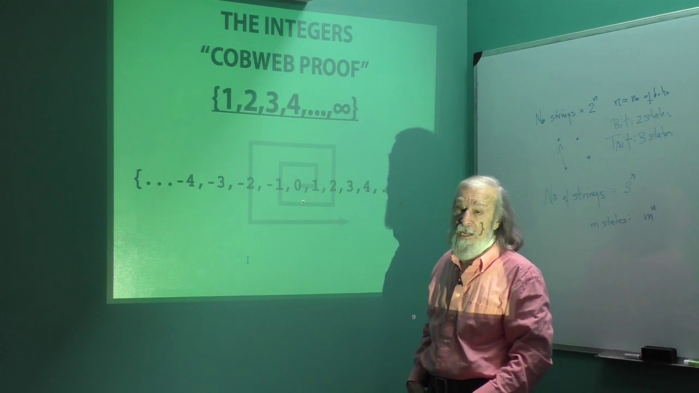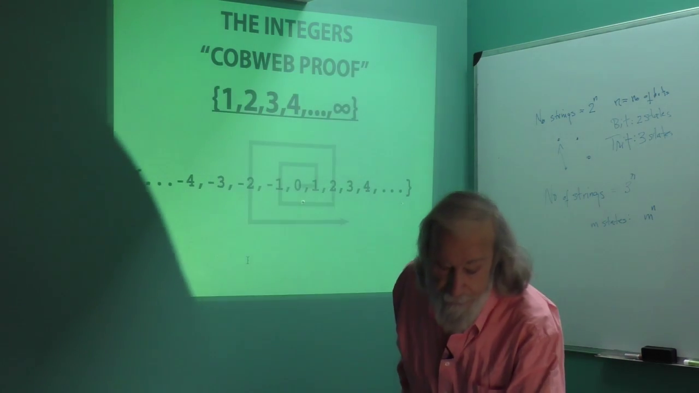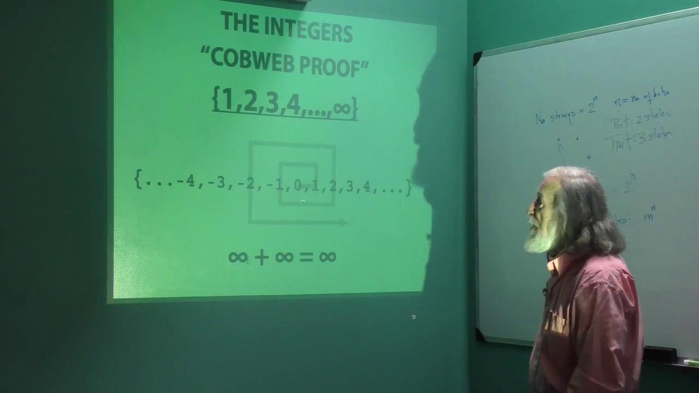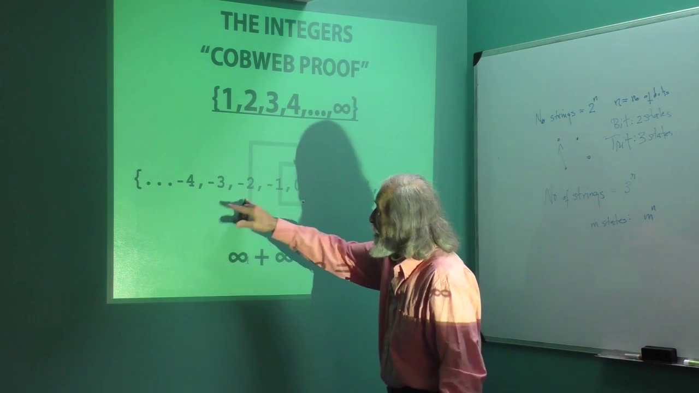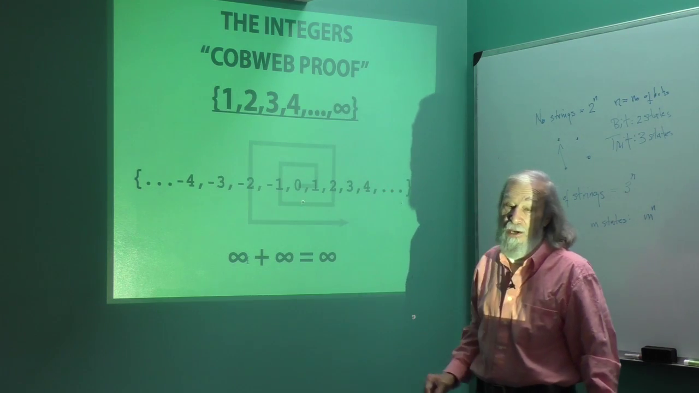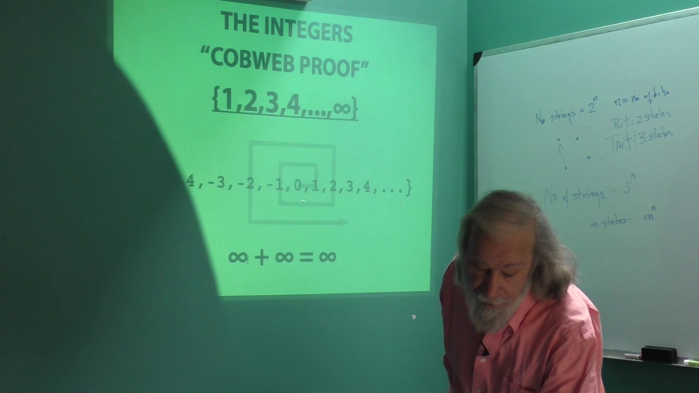That's kind of stunning, actually. So this says that infinity plus infinity equals infinity. Infinity here, still the same sized infinity of the counting numbers. Now we're going to do one more step.